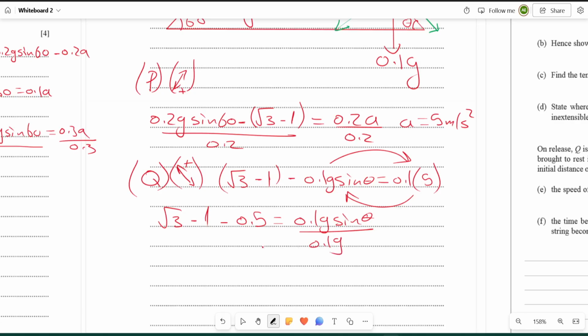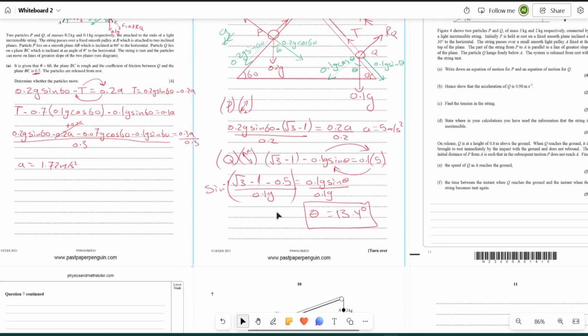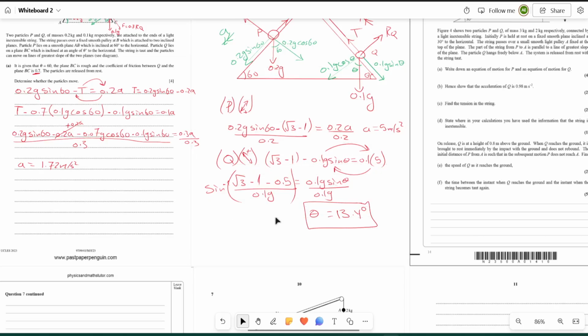Divide by 0.1 g both sides and take sine inverse of that. That's going to give me a theta value of, just going to plug in my calculator, shift sine of root 3 minus 1 minus 0.5 over 0.1 times 10. That's going to give me a theta value of 13.4 degrees. And that is my final answer for this question. I hope it's clear.